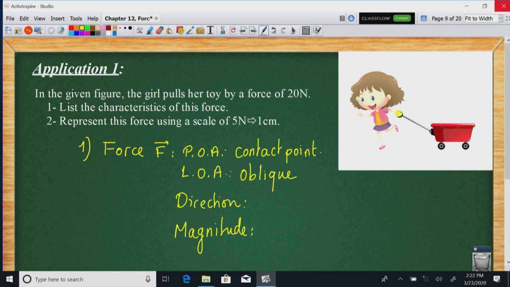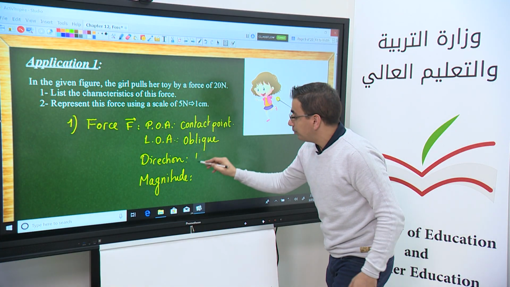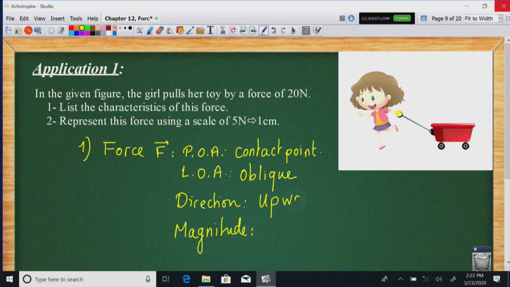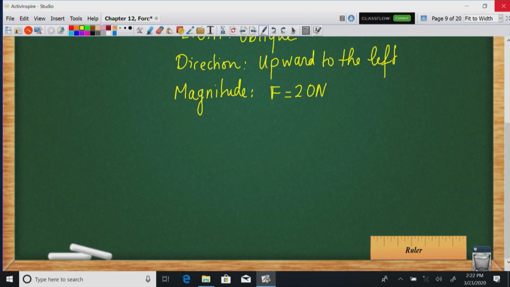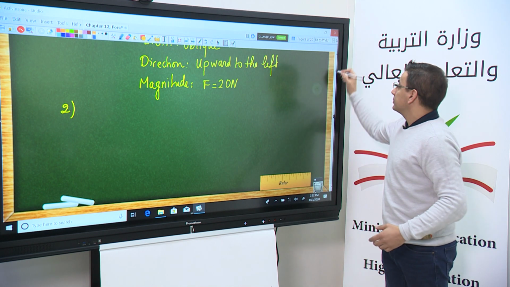Direction, the girl is pulling the toy. Apparently she's running to the left side, so she's pulling upward to the left. And the magnitude, it's given to be F equals to 20 newtons. So straightforward application, nothing to worry about. Now, second part is represent this force. So to represent a force, we need to use a vector. That vector should have some value, some magnitude. That vector will be drawn, sorry for that.